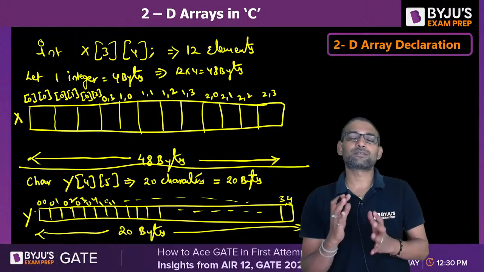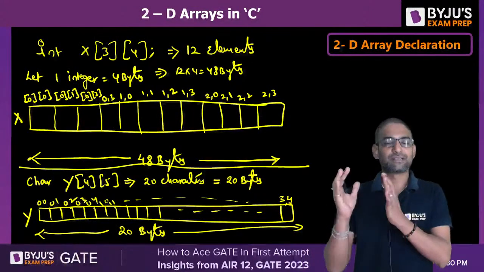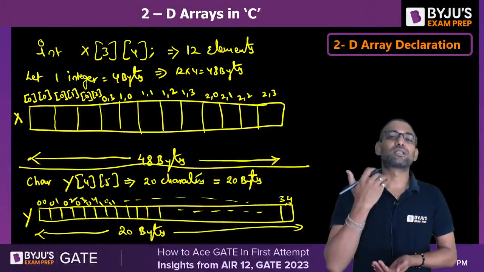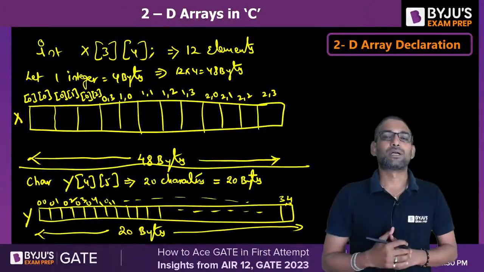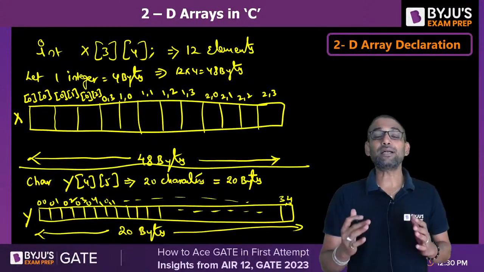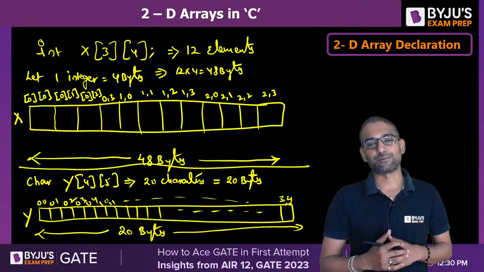Are we clear with this? How the memory is allocated? Based on the data type, based on the number of elements, that much memory gets allocated at consecutive location.